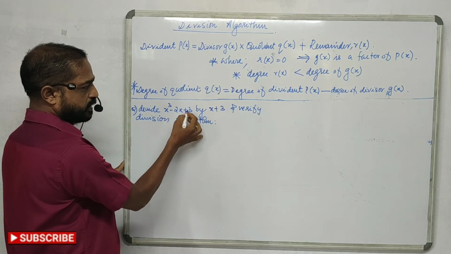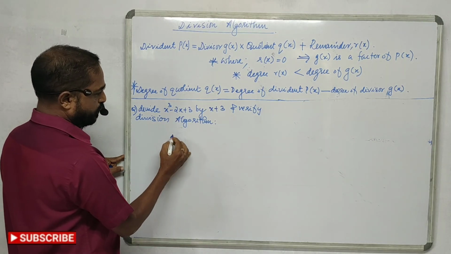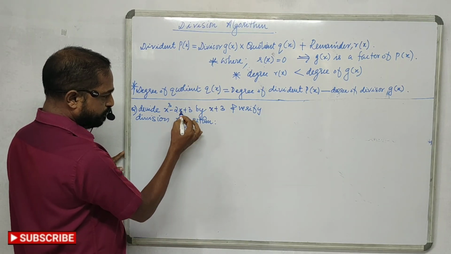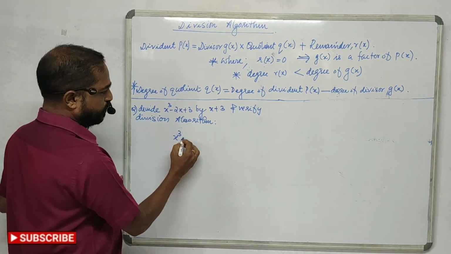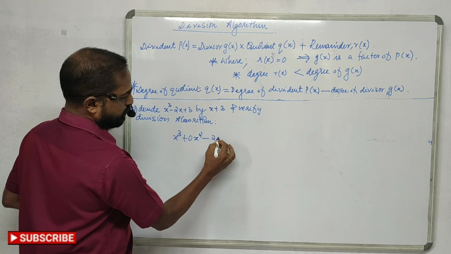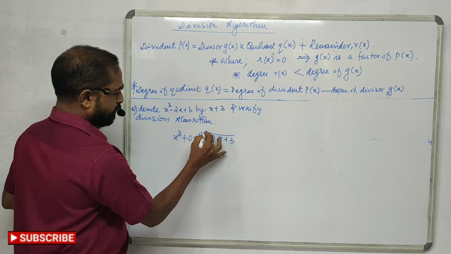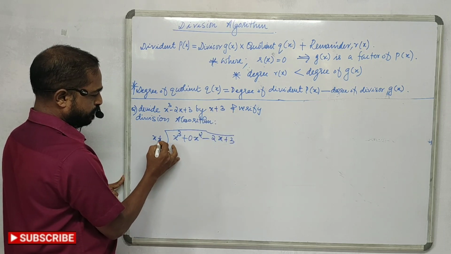In order to divide, first of all, you will have to write these two polynomials in the standard form. x cube, third degree term. So, the x square term is absent here, so you will have to write 0x square. And here the x term is minus 2x plus 3, divided by x plus 3.